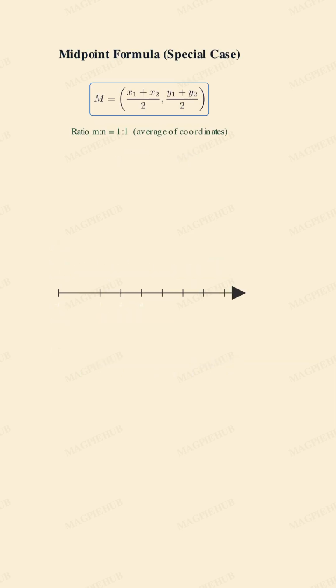Special case, the midpoint formula. When m equals n, meaning the ratio is 1 to 1, the midpoint M has coordinates x1 plus x2 over 2, y1 plus y2 over 2. Simply the average of the coordinates. The midpoint always lies exactly halfway between the 2 points.